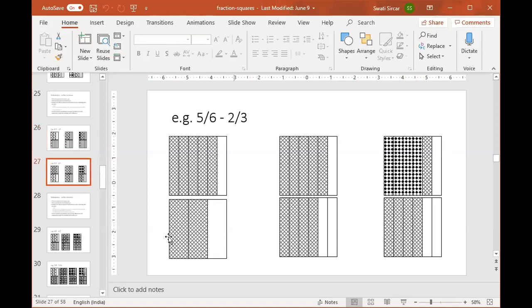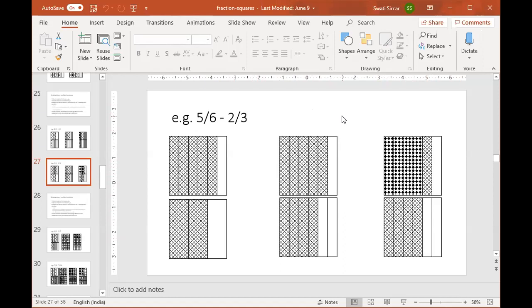Now let's look at the second example. So 5 by 6 minus 2/3. Again you can see that the fold lines are matching. So this can be folded to look like that. Once you have folded it, this has 5 pieces, this has 4. So you subtract those 4 pieces, and you are left with 1. So 5 by 6 minus 2/3 is 5 by 6 minus 4 by 6, like fractions, so you know how to do it.